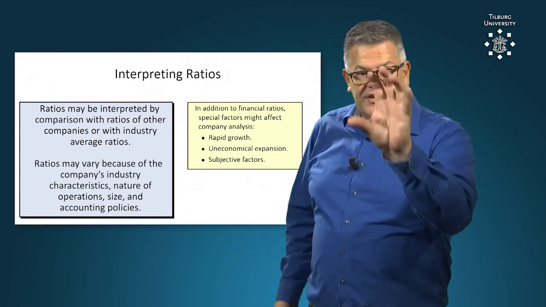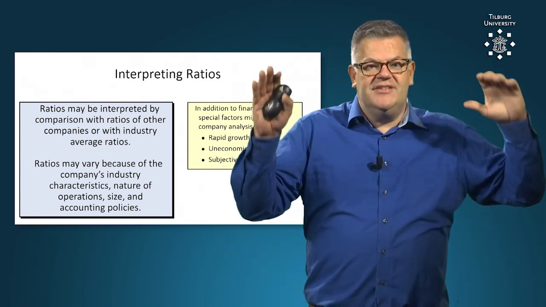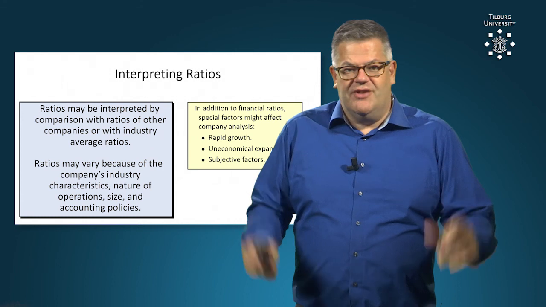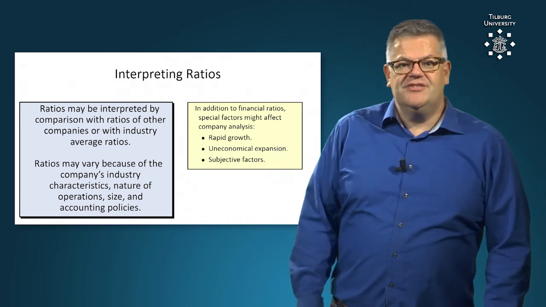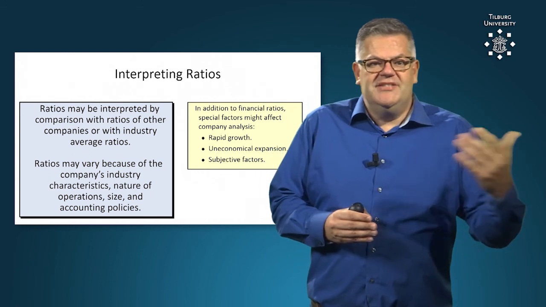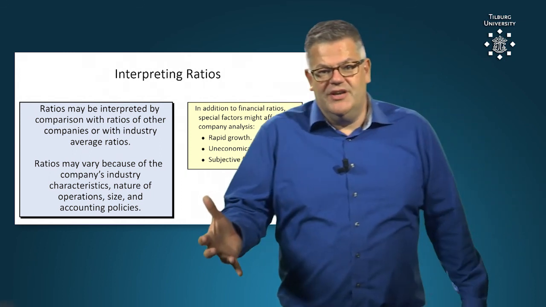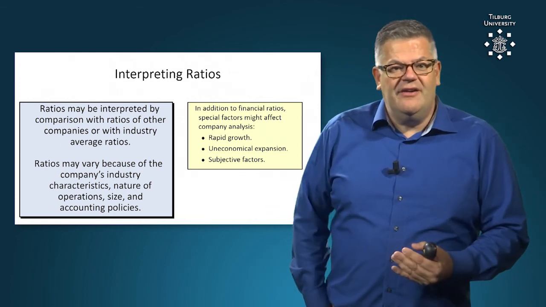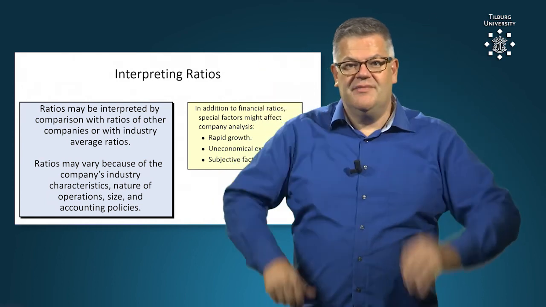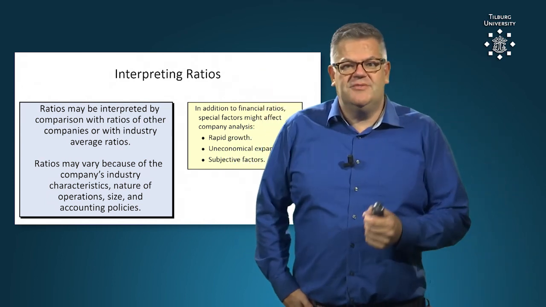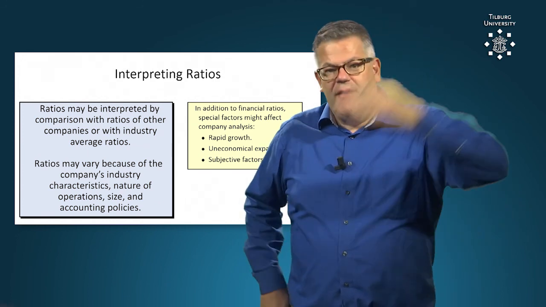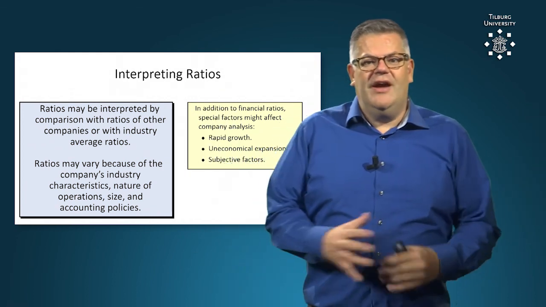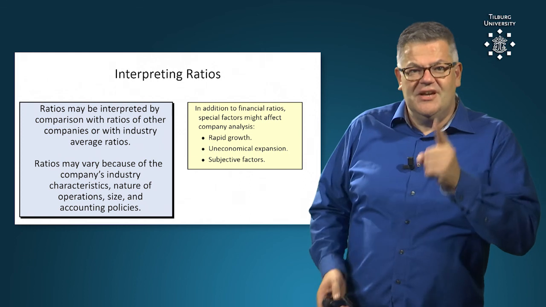So once again, what did it state here? Ratios may be interpreted by comparisons with ratios of other companies or with industry average ratios, with benchmarks. Ratios may vary because of the company's industry characteristics, the nature of operation, the size, and of course accounting policies. If you use extremely aggressive accounting policies, your profit would be increased. In addition to financial ratios, special factors might affect the company analysis. For example, rapid growth, uneconomical expansion, and all kinds of subjective factors that all influence those financial ratios.